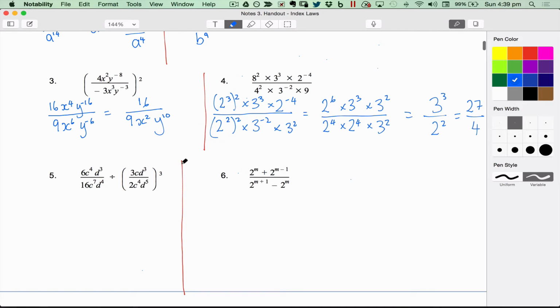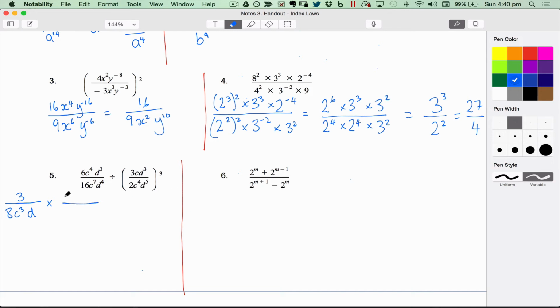Example 5. I've got division of two fractions. So using my fraction rules, I can flip the second fraction and multiply. So I will start by simplifying the first one as much as I can. And I end up with 3 over 8 c cubed d. Now I'm going to multiply. And all in one go, I'm going to flip this upside down and cube it. So whatever's on the denominator here will go onto my numerator here.